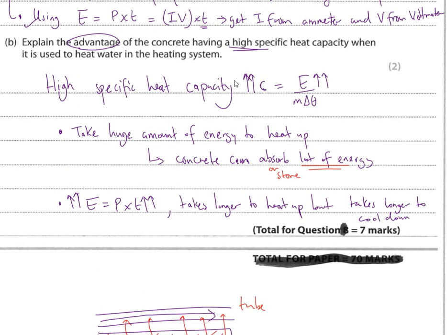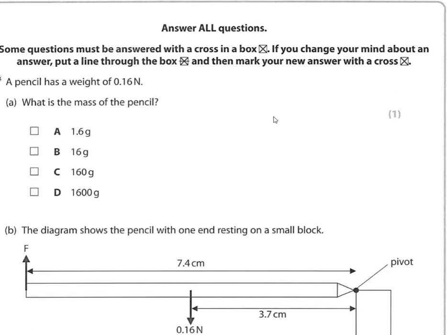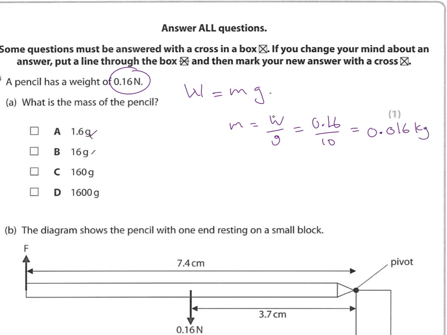Okay, that's what it means to have a high specific heat capacity. Now, I remember we did talk about this, I think, last year. Now this one is straightforward. So we've got weight, and weight is equal to mass times gravity. So we're looking for mass equal to weight over gravity. Weight is 0.16 over 10. So this is 0.016 kilogram. Now, the answers are in grams. So I need to turn this into grams. So how do I do this? Multiply by 1,000. So this gives me 16. So the answer is this one here. Because look, all the answers are in grams, so my answer needs to be in grams as well.